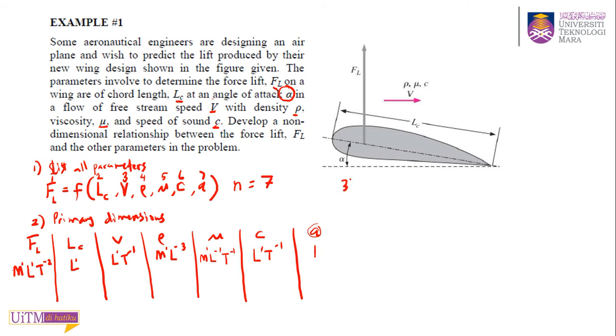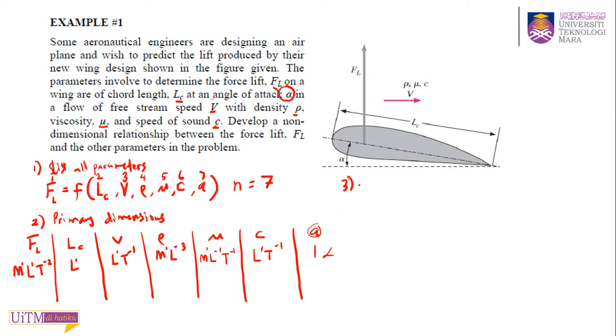The angle has nothing, no need, because there is no dimension. The angle has no dimension, right? So just a number, 1, or you can just write nothing. There is no M, L or T. Okay, fine, sir. The angle of attack is a constant with no unit.